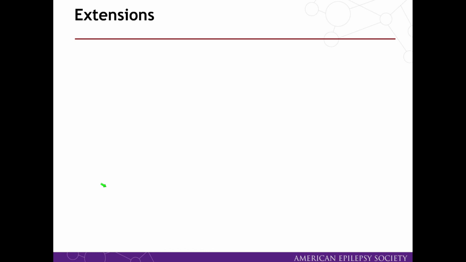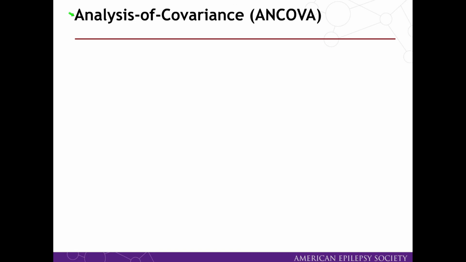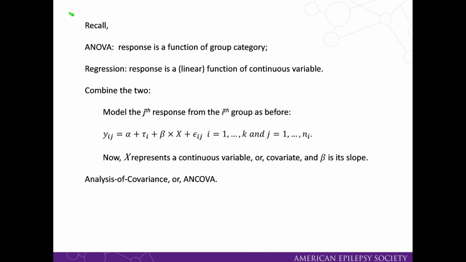Okay, we're almost near the end, so let's look at extensions to these topics. Analysis of covariance is something that you will run into, at least the term, henceforth ANCOVA. Recall in the analysis of variance, the response is a function of a group category, and regression is a response or linear function of a continuous variable. Can we combine the two, you're asking? And of course we can, otherwise I wouldn't bring it up.